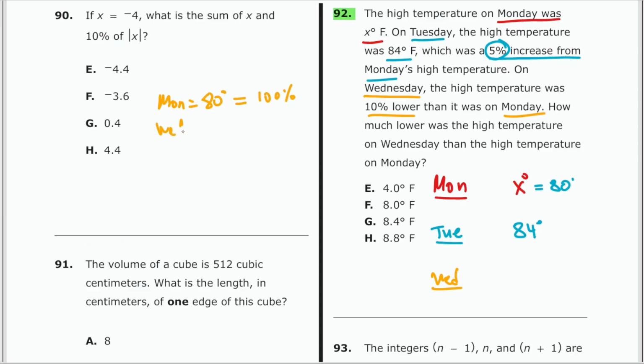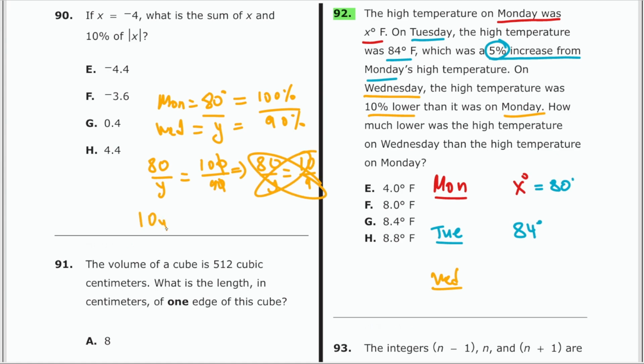Now Wednesday, we don't know what it is. Let's call it Y, not X, so we're not confused. Now that is equal to 90%. Now we have to solve that proportion. So 80 divided by y is equal to 100 over 90. Cancel the 0. So we got 80 over y is equal to 10 over 9. Multiply. So we get 10y is equal to 80 times 9. Do not multiply, let's just divide by 10. So we're going to get y is equal to, cancel the zeros, and now we can just do 8 times 9, which is 72.